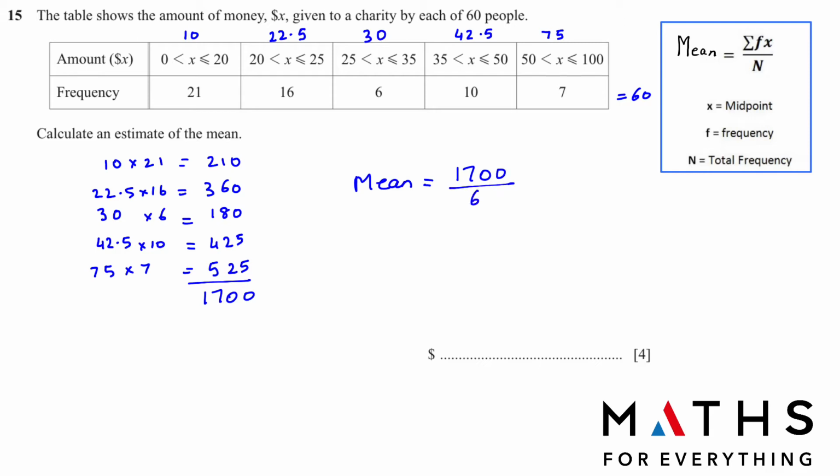Our mean is the sum of the midpoint multiplied by the frequency, which is 1700, divided by the total frequency, 60. This will give us 85 over 3. Write it as a decimal: 28.3. That is our mean.